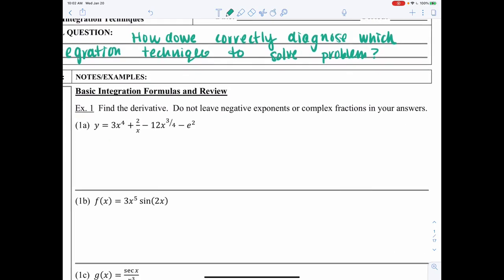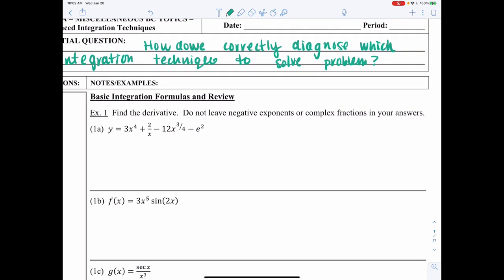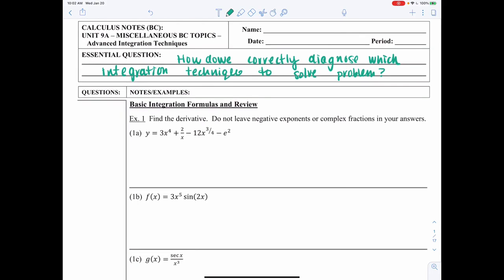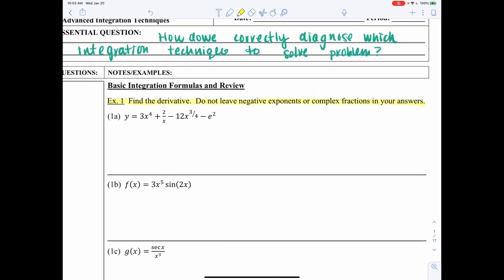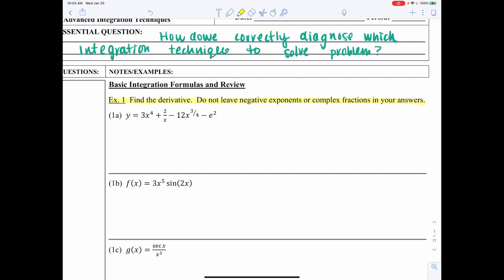And so I've got some built-in review where you guys are going to practice your derivative and integration rules. So for all of the examples in example number 1, I would like for you to find the derivative and do not leave negative exponents or complex fractions in your answers. So I want you to press pause, and we are going to take the derivative of 1a. Be prepared to type your answer into Edpuzzle.